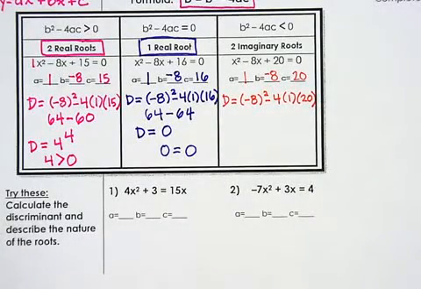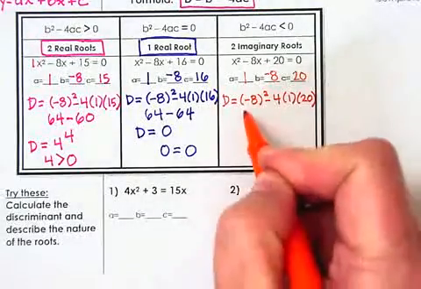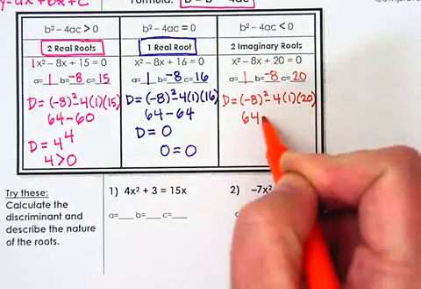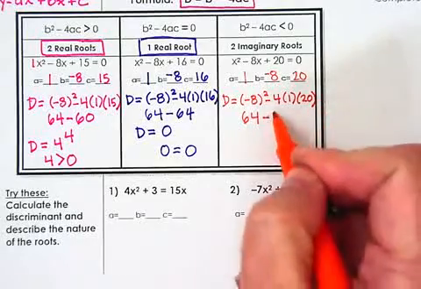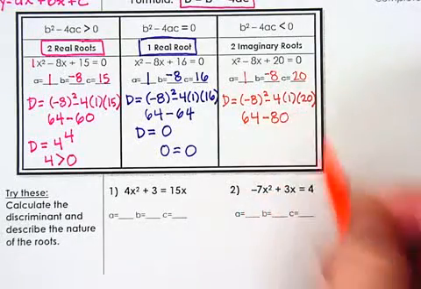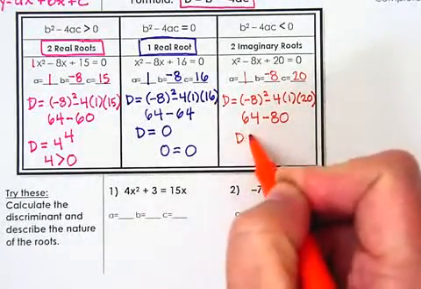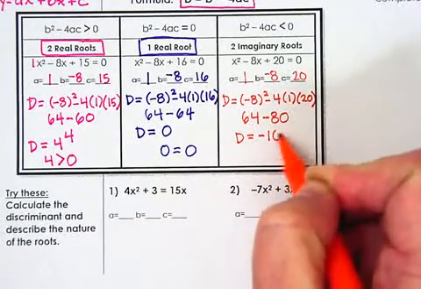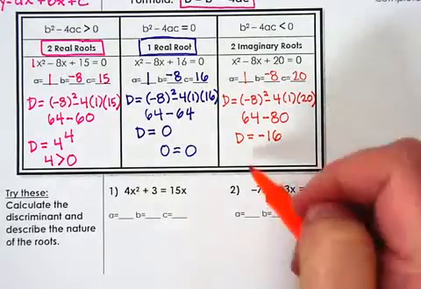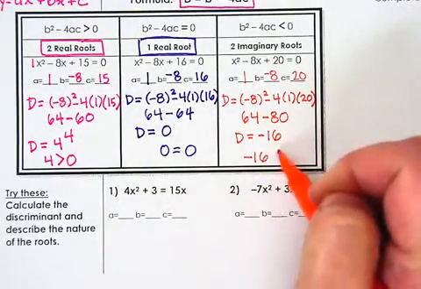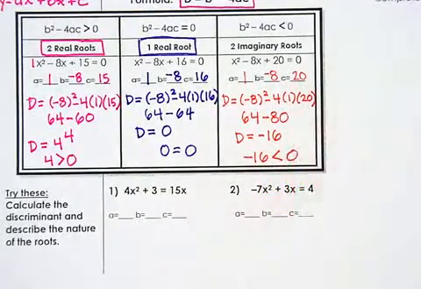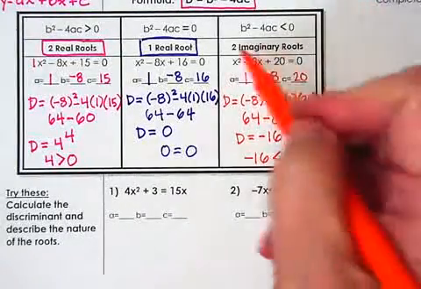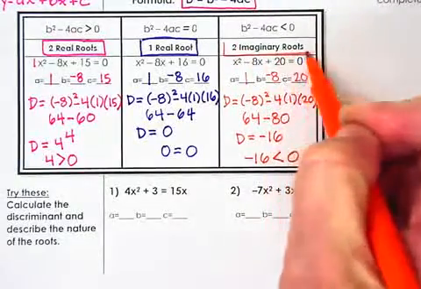So we go ahead and simplify this. Negative 8 squared is 64. Negative 4 times 1 times 20 is negative 80. I do the subtraction, and D equals negative 16. So negative 16 is less than 0. It's a negative number. So since it's less than 0, that means I have two imaginary roots.